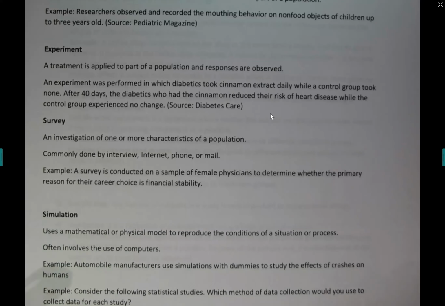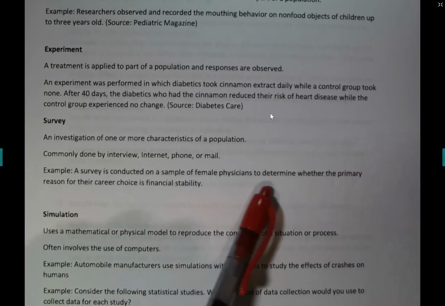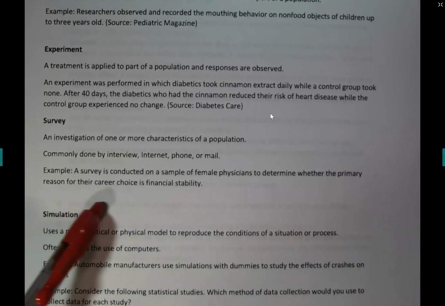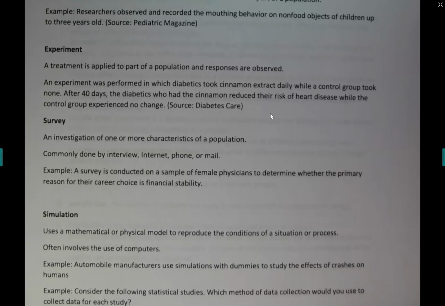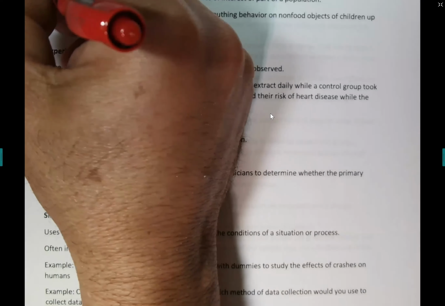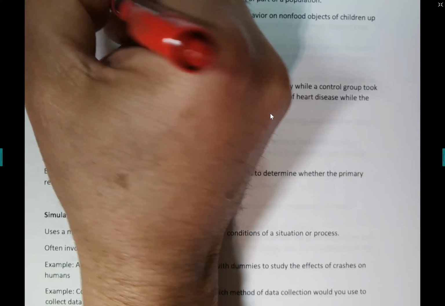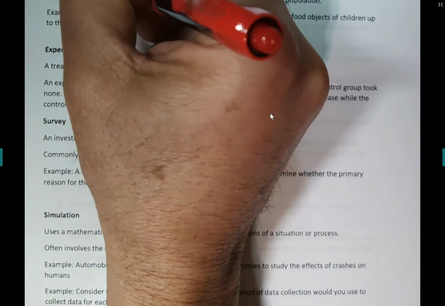Example. A survey is conducted on a sample of female physicians to determine whether the primary reason for their career choice is financial stability. And the last one, so we learned observational study. Just keep that in mind, because you're going to have an example right after this.